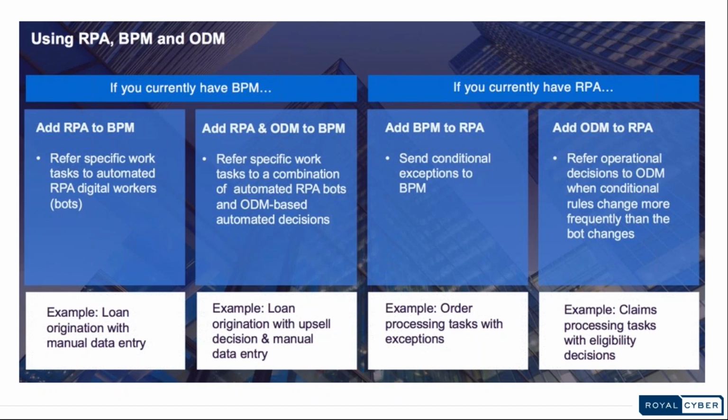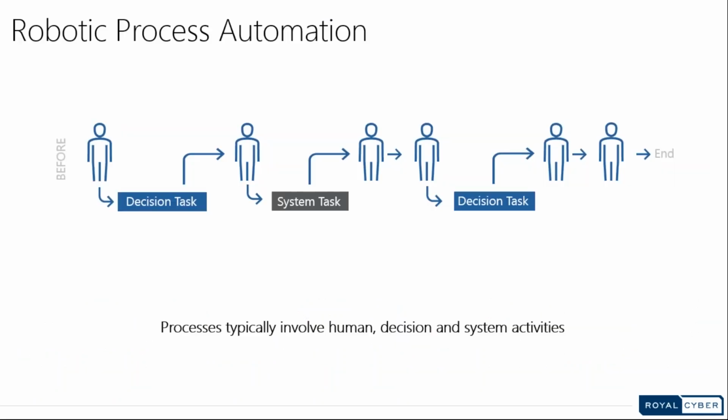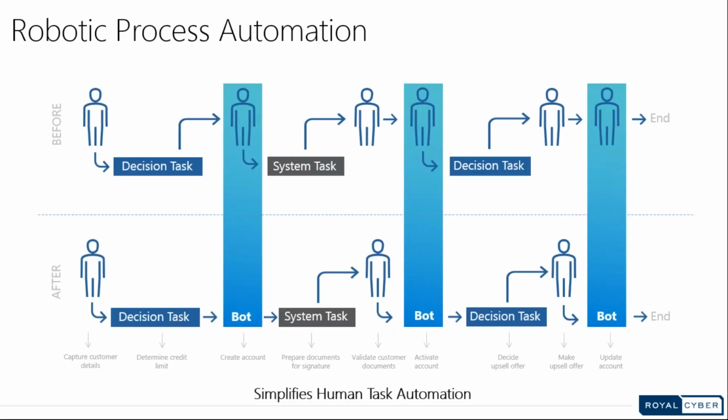Here you can see how RPA can complement ODM and BPM in different scenarios. If you currently have BPM, you can automate manual data entry by using RPA. You can use ODM along with BPM and RPA for upselling and cross-selling decisions. If you already have RPA, you can start using BPM to send conditional exceptions to BPM, and you can also add ODM for decision making when your conditional rules and complex conditions change. If they change really often, ODM is the best tool.